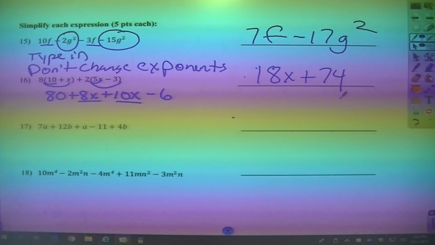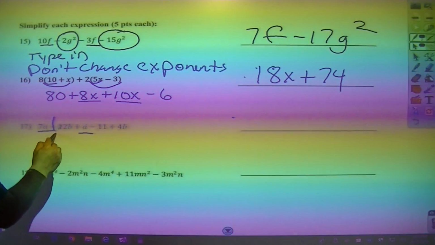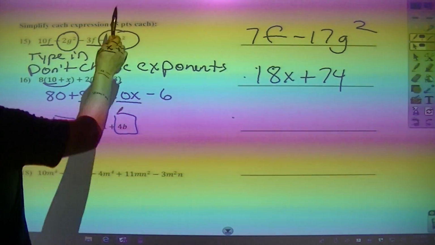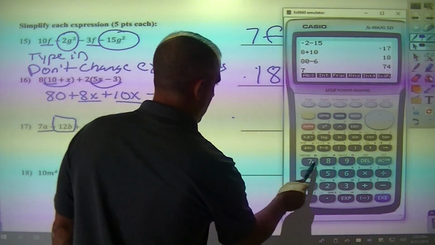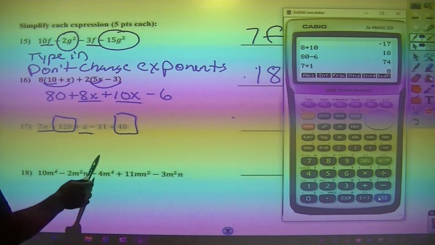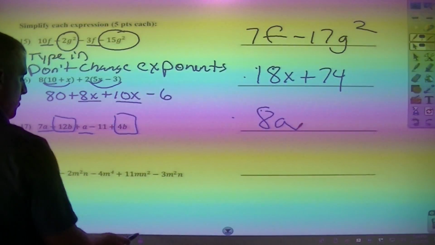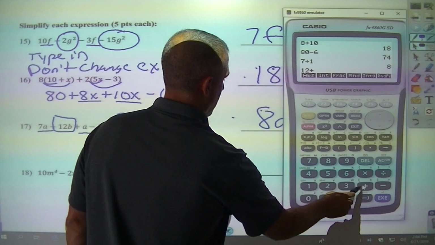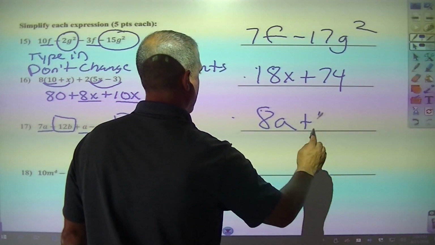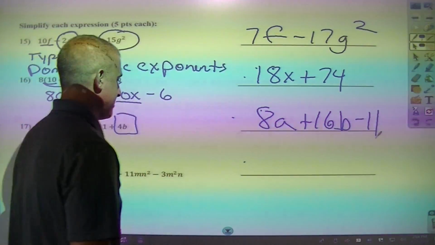Okay, my like terms here are 7a, this one, the 12b, and the 4b, and then that one will stand alone by itself. So that'll be 7 plus 1. So all we do is we look at the numbers out in front. 7 plus 1 would give me 8a, 12b plus 4b is 16b. And then I got minus 11 all by itself, so I'll keep the minus 11 there.